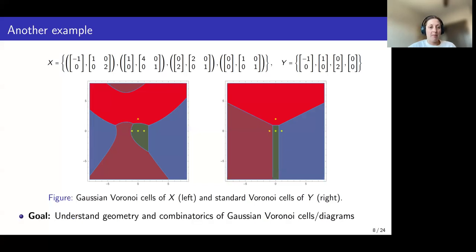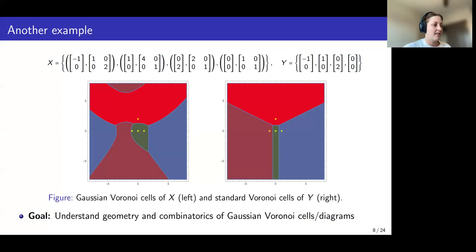Okay. And so the goal really of this work is to understand the geometry and the combinatorics of these Gaussian Voronoi cells / diagrams as a whole. And so the outline really is we're going to start with some of our geometric results and then turn to some of the combinatorial results. But before we do that, I want to maybe motivate this a little bit more.